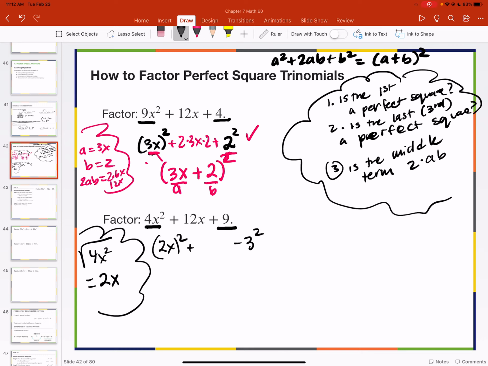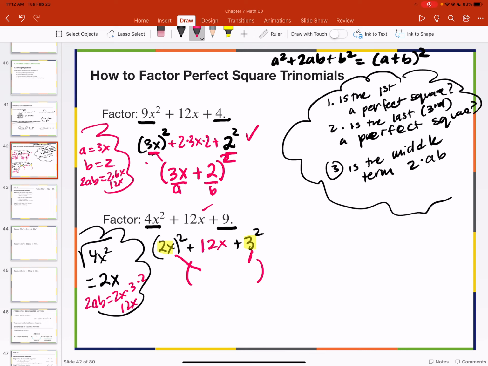Now, you need to start thinking, okay, here I have 2x times 3, that's 6x, times 2, twice that is 12. So 2ab is going to be 2x times 3 times 2, so that's 12x. Okay, check. It checks, so then 12x is right. So then your final answer, you just use this part only.